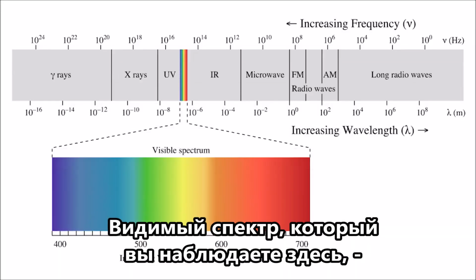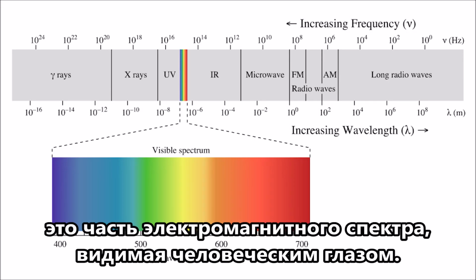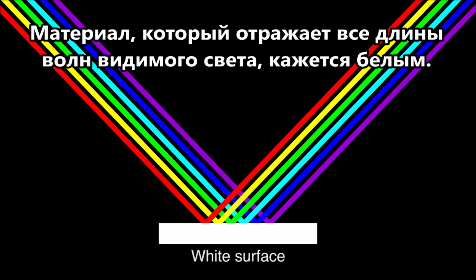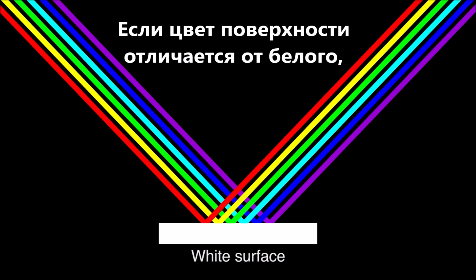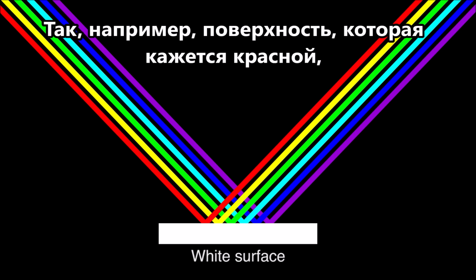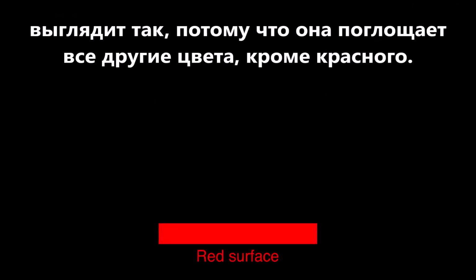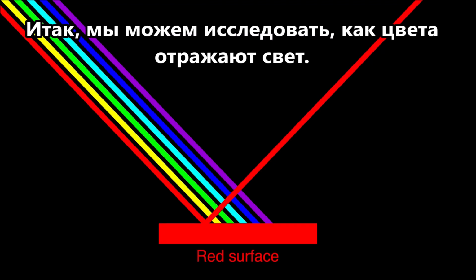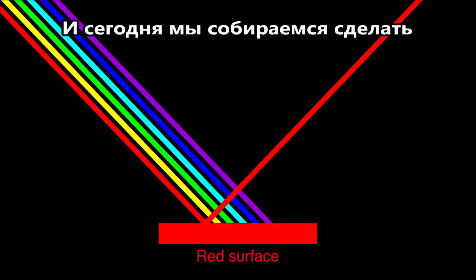The visible spectrum, which you see here, is the portion of the electromagnetic spectrum that is visible to the human eye. An object has the colors of wavelengths it reflects. A material that reflects all wavelengths of visible light appears white. If the color of the surface is anything other than white, it absorbs light of some of the wavelengths. So for example, a surface that appears red appears that way because it's absorbing all the other colors other than red.